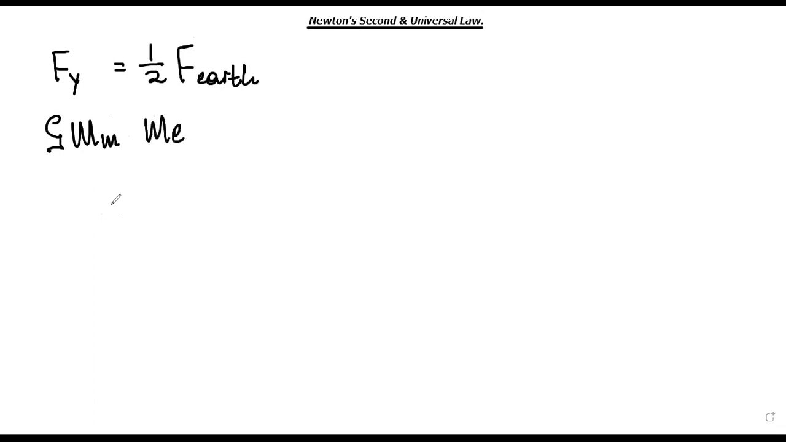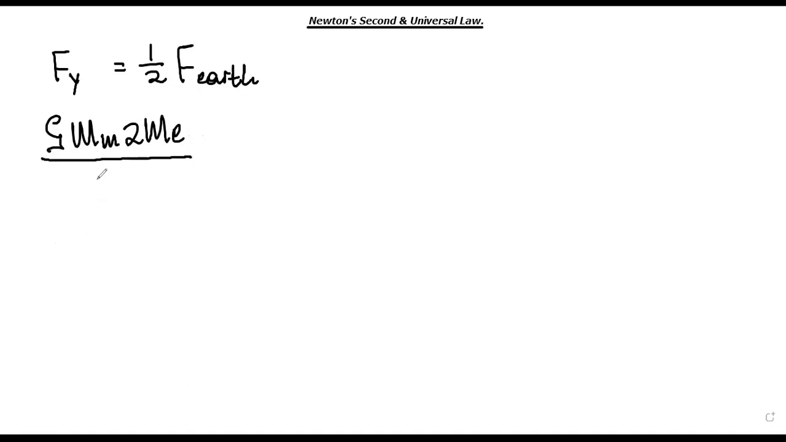So this is what they told us. They said the gravitational force of this man when he's on planet Y is half the gravitational force when he's on Earth. But what is the gravitational force acting on an object? In this case, we represent it as G times the mass of this man times the mass of the Earth. Why am I saying the mass of the Earth while I'm talking about planet Y? It's because they said planet Y has a mass that is twice as much as the mass of the Earth.